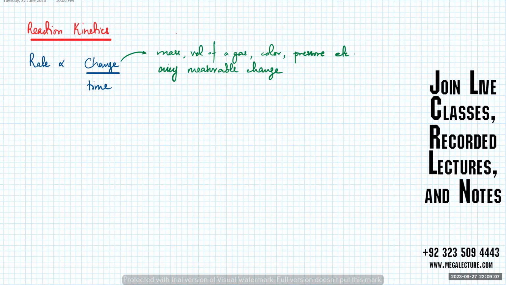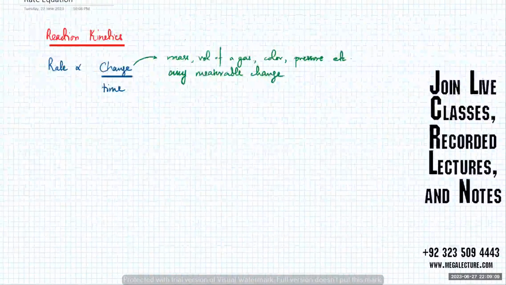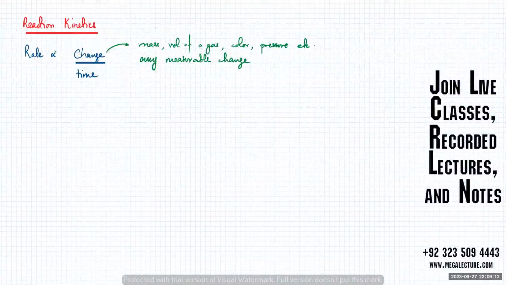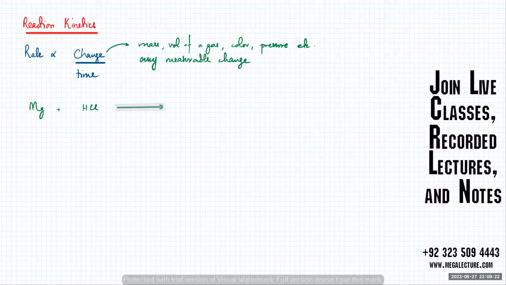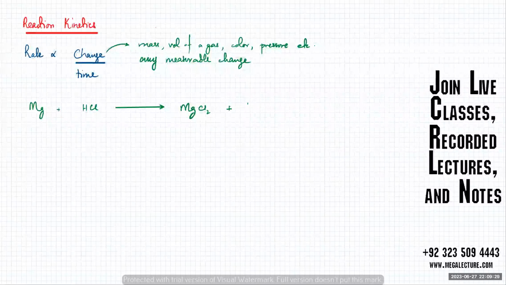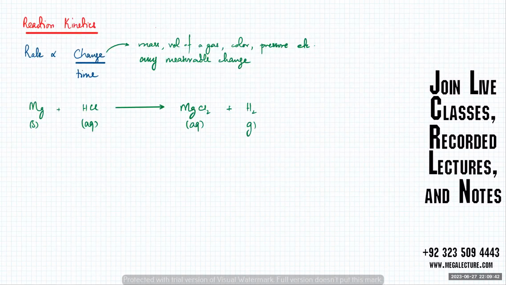Okay, so it could be anything. For example, if I have a reaction, I've got Mg reacting with HCl, and what's going to be produced is MgCl2, and it will produce H2 gas. Okay, this one is a solid, this one is aqueous, this is aqueous as well, and this one is a gas.